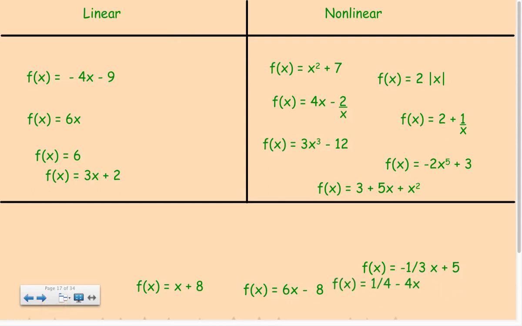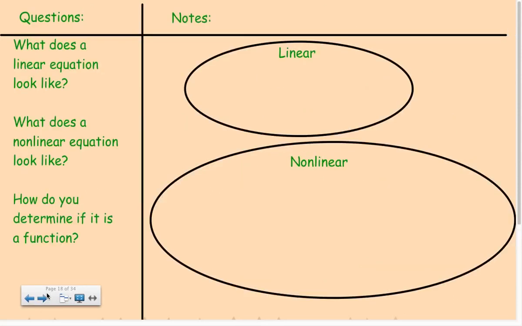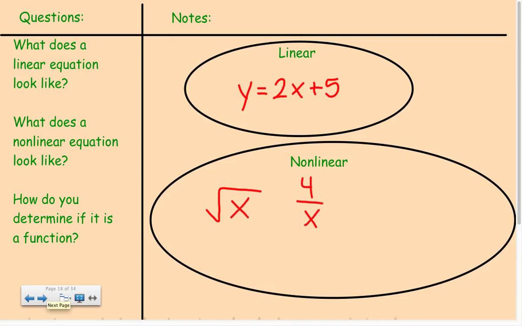I want to show you one more. This one is a fraction, but a 4 is on the bottom. That is okay. It just can't be a variable. What does a linear equation look like? It looks something like this. Nonlinear would be square roots, fractions with a variable on the bottom, absolute value, and exponents. How do you determine if it's a function? Vertical line test.